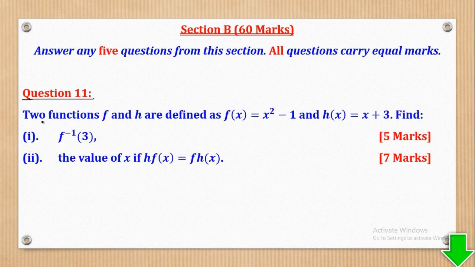So question 11 says, two functions f and h are defined as f(x) = x squared minus 1, and h(x) = x plus 3. Roman 1, find the inverse of f(3). And this symbol means inverse. Then Roman 2, find the value of x if hf(x) is equal to fh(x). So note the order is very, very vital.